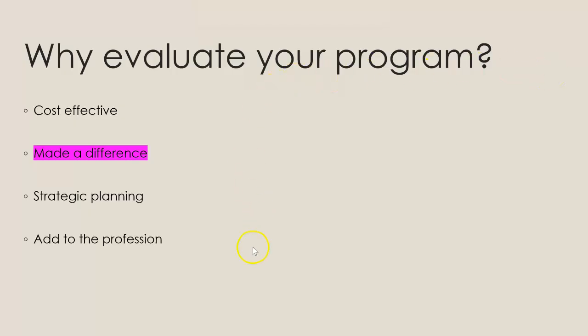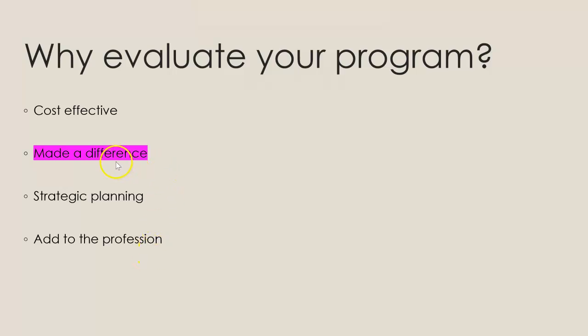These are reasons that people evaluate programs. They might look to see if it's cost effective, and there's actually math formulas to use to see if something's cost effective. You could use it for strategic planning, so any mistakes you make this time, you don't make them again. And a lot of times you evaluate your program to add to the profession. So if you have a grant and you have a program that you're evaluating, that evaluation is shared typically on a web page for other people to see.